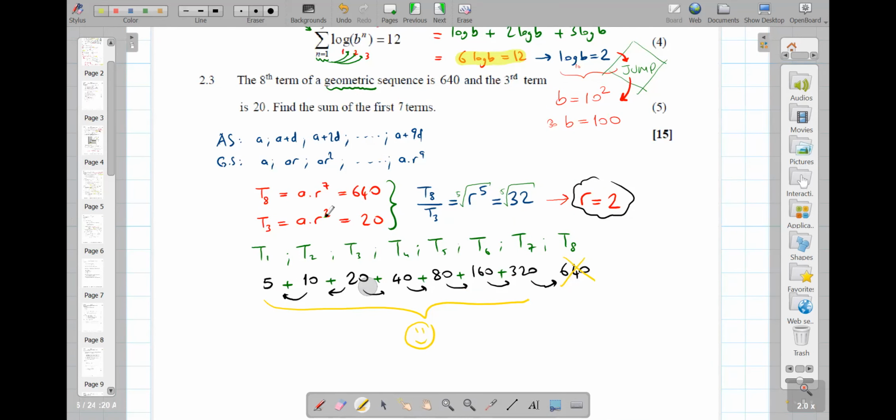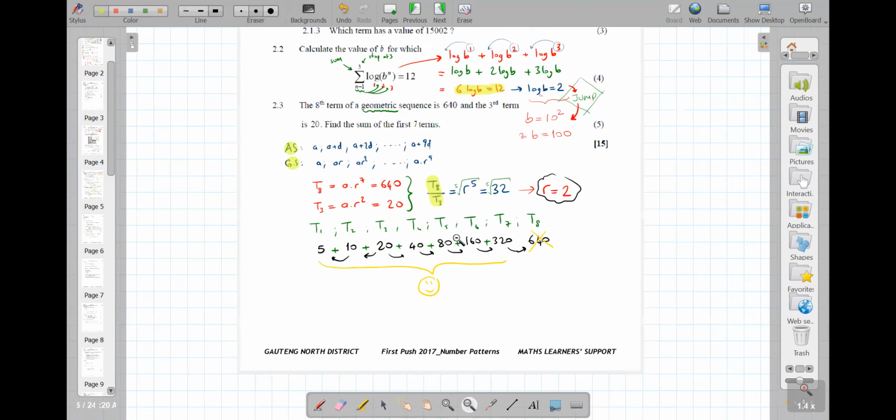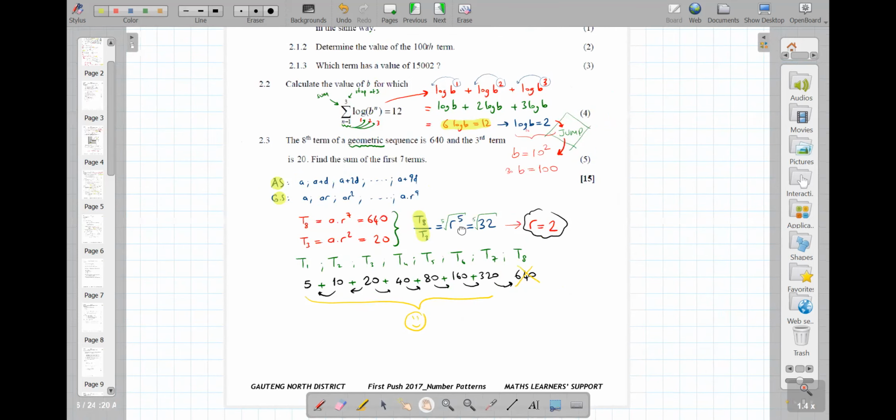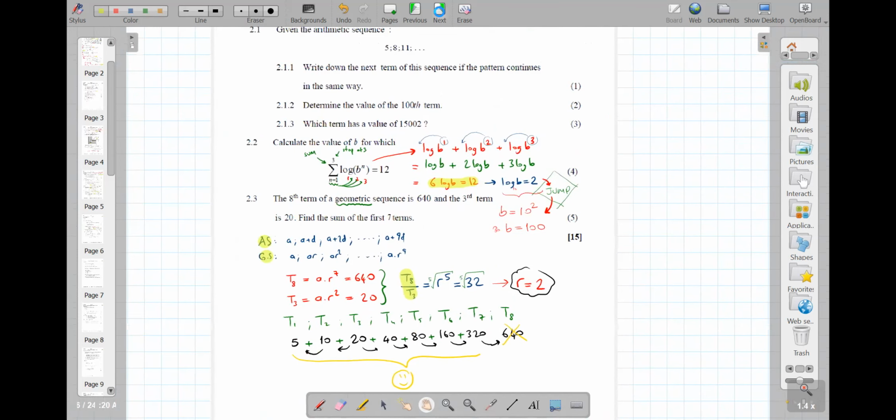So understanding that first idea, arithmetic and geometric sequences, is important. Here we use the ratio, we divide the 8th term by the 3rd term. But if it were arithmetic, then we would use another method, which is solving simultaneously. Okay, so this was a bit different question, one they used to ask more.